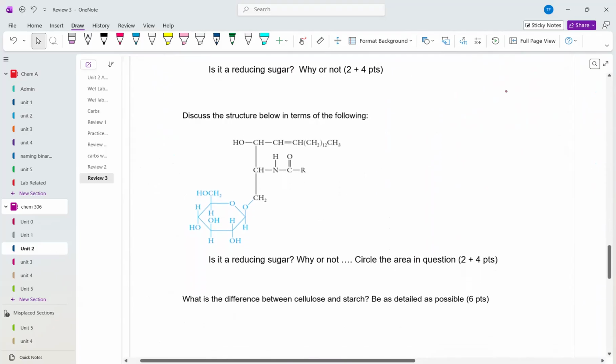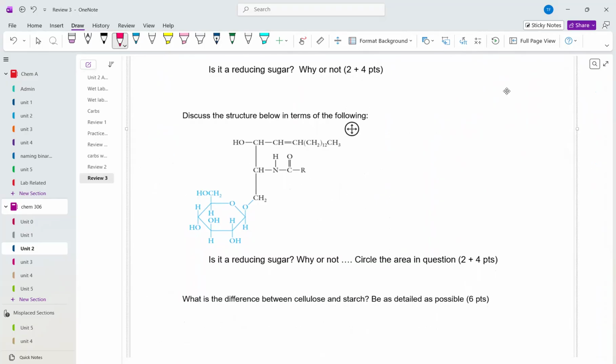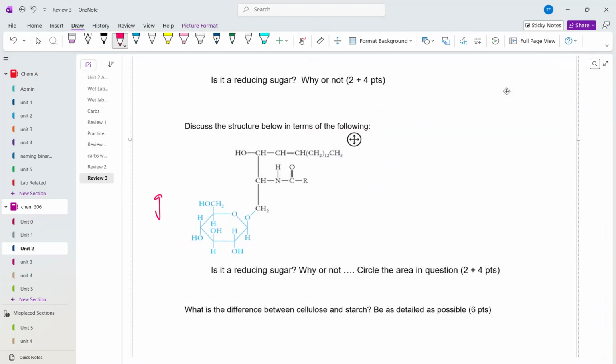Okay, blue indicates it's got an embedded monosaccharide in it. Which one is it? Well, we look at this guy here. This is glucose. Okay. And with the OH going up here, it's going to be a beta glucose. Okay, is it reducing sugar? No. No hemiacetal.